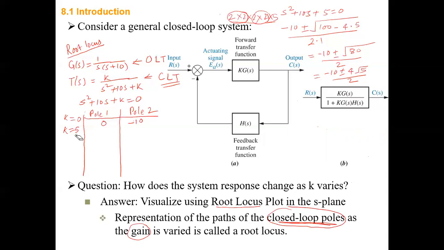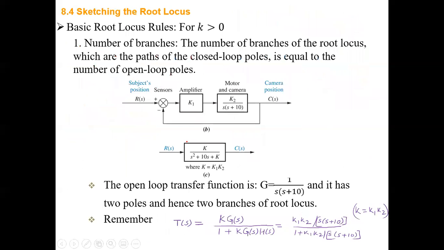Okay, so for k equals 5, what is the value of pole 1 and pole 2? Pole 1, you get 9.47, and pole 2 you get negative 0.53. Similarly, I choose the value of k equals 10. You know how to do it, right? So let me give you the exact answers now. Okay, all the answers here.